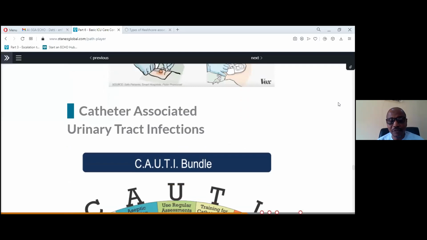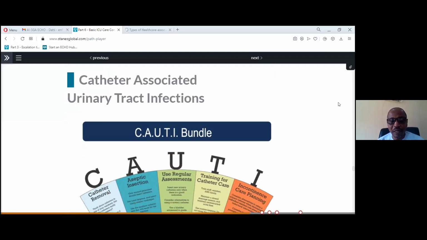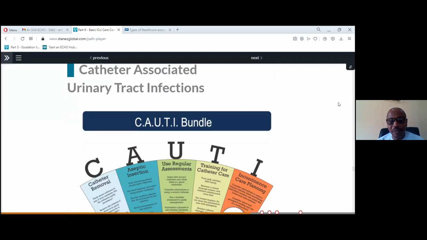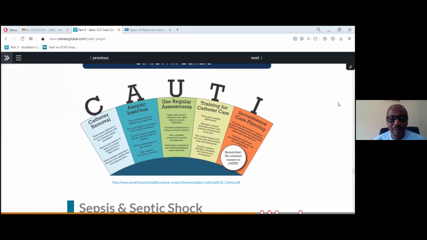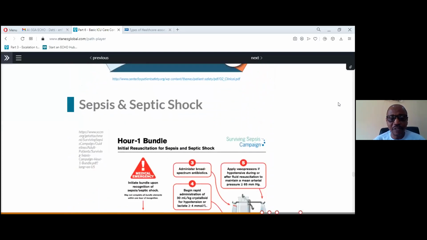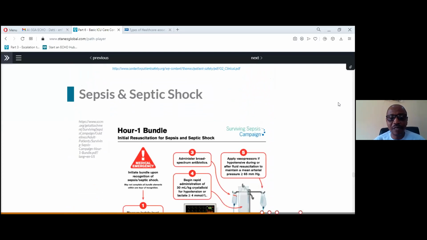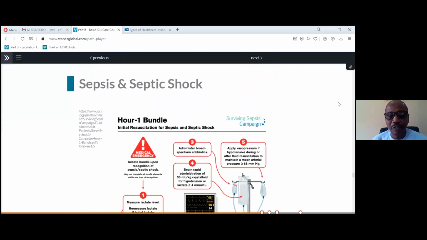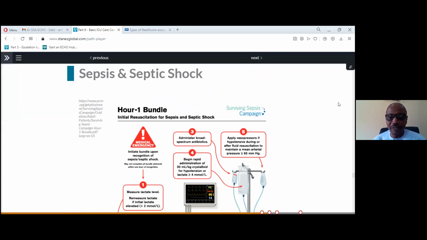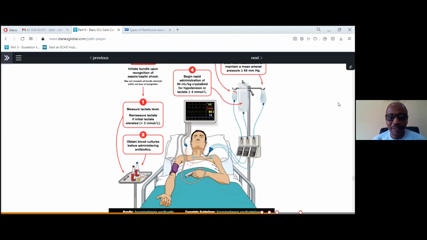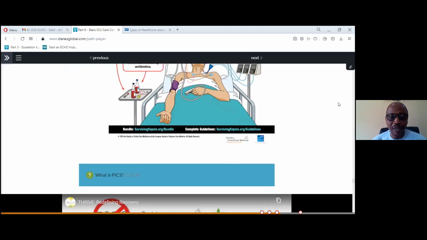Again, the catheter-associated urinary tract infection, you can see how you can minimize this complication from occurring, because they will increase morbidity and mortality in the end if you don't tackle this. Let's scroll down, please. Again, sepsis and septic shock. Also, you have a bundle that you can also use to minimize the occurrence. We're really running short of time. Okay, let's go down. So all this, you can refer to this to assist you.